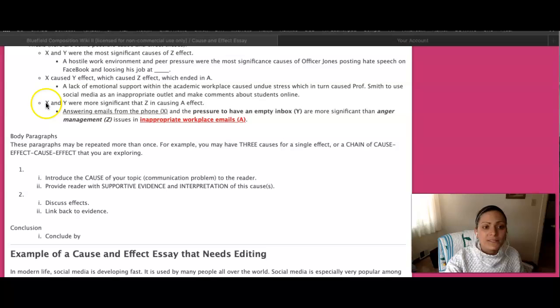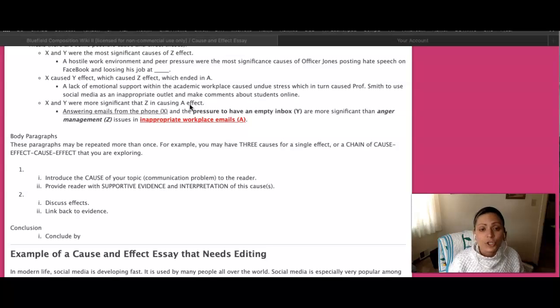Another kind of argument might be that X and Y were more significant than Z in causing A effect. So for example, answering emails from the phone could be X, and the pressure to have an empty inbox, Y, are more significant than anger management, that would be Z, in inappropriate workplace emails. That's this effect. Those are the different kinds of theses that you could come up with.